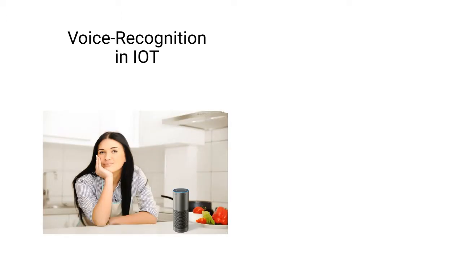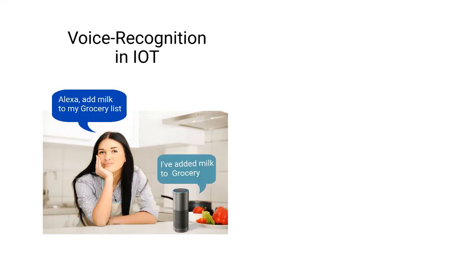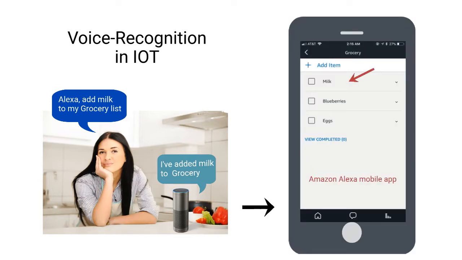A less costly way to use IoT to help with shopping is with voice-activated devices like an Amazon Echo. I can use my Amazon Echo to add something to my shopping list on my phone. For example, let's say I run out of milk. I can speak to Amazon's persona, "Alexa, add milk to my grocery list." "I've added milk to grocery." Then milk appears on my list on my phone, queued up for the next time I make a grocery trip.